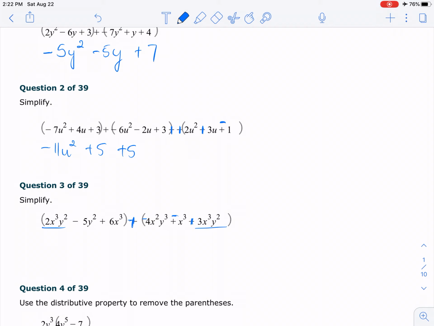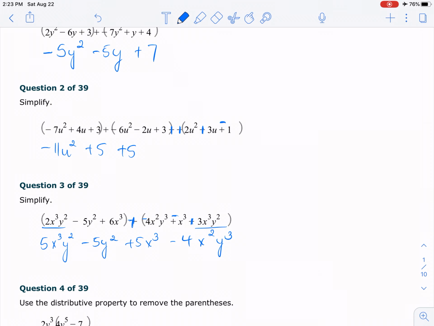So we have 2 plus 3, so that's 5 x cubed y squared. Don't forget we only combine like terms. So we have nothing for y squared, so I'm just going to copy it. For x cubed, we have 6x cubed minus x cubed, which is plus 5x cubed. And then the last one we have minus 4x squared y cubed, which we just copy.